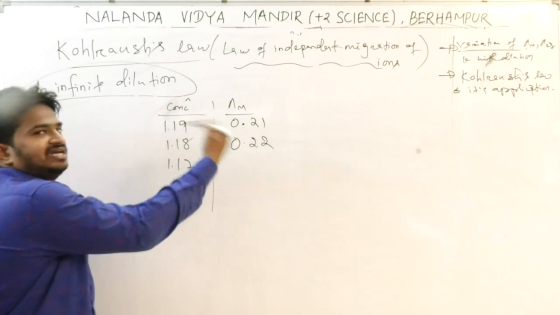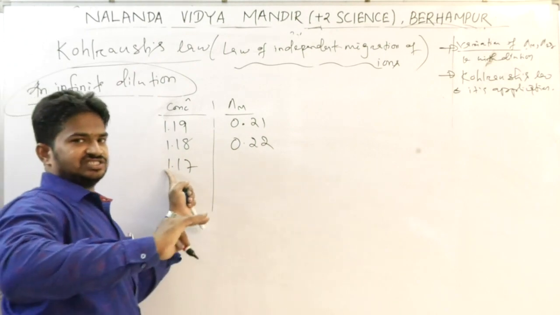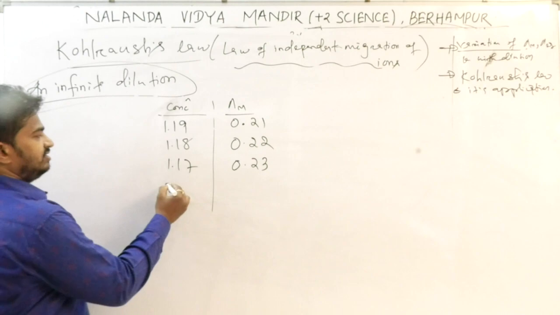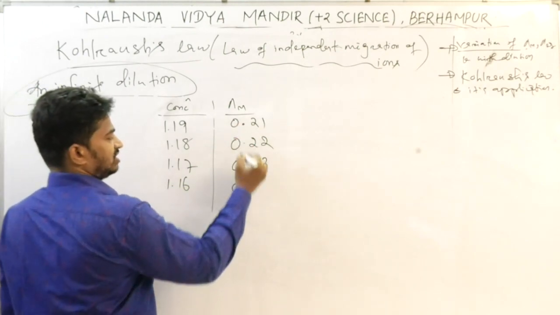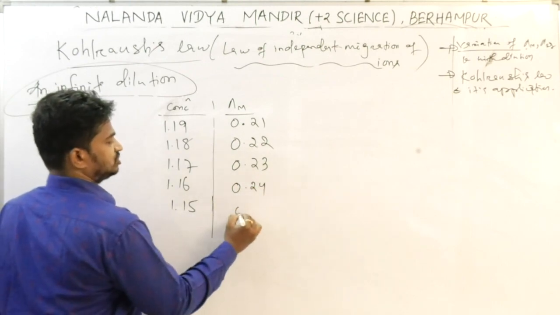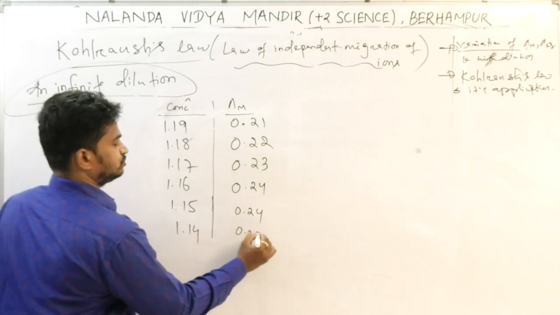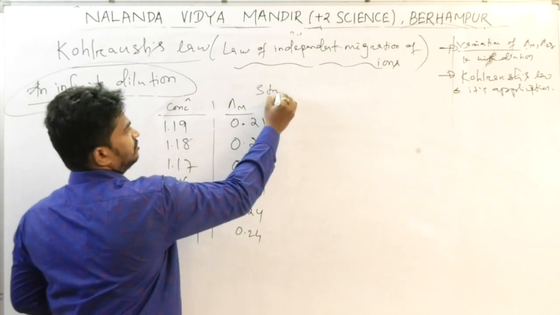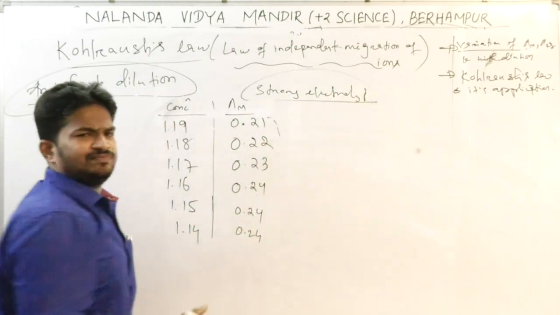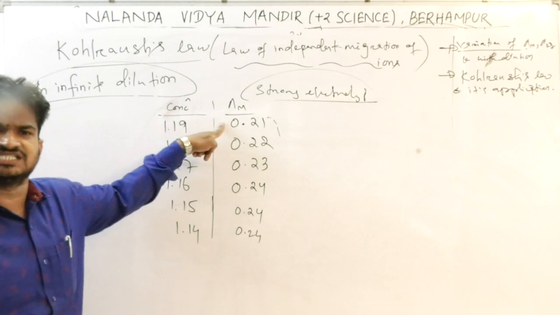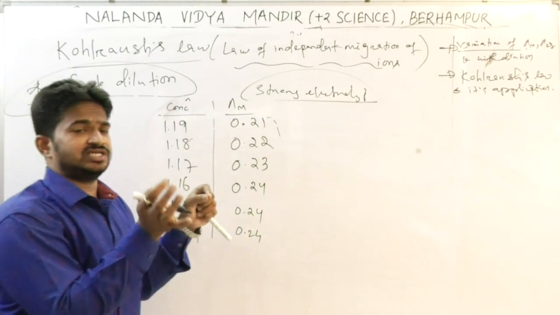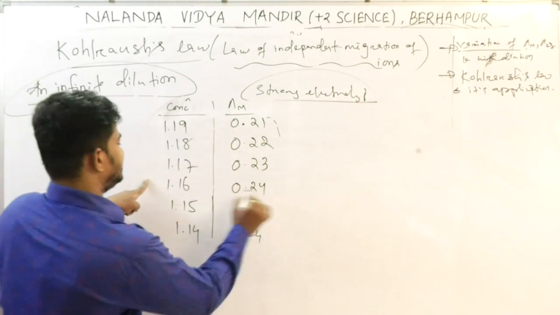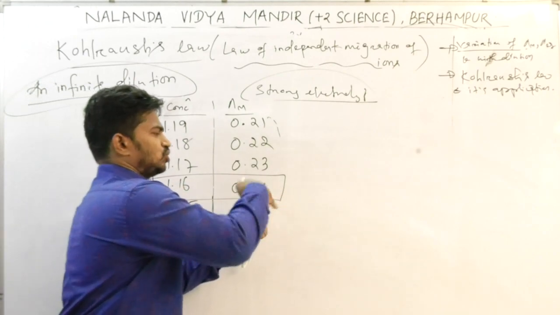Similarly, for 1.17, on dilution the concentration decreases and the volume of the solution increases. Here the molar conductance is 0.23. Similarly, at 1.16 the molar conductance is 0.24. At 1.15, 0.24. At 1.14, 0.24. For any kind of electrolyte the molar and equivalent conductance increase, but for a strong electrolyte it increases only slightly, then touches a limiting value from where there is no further increase in molar conductance.